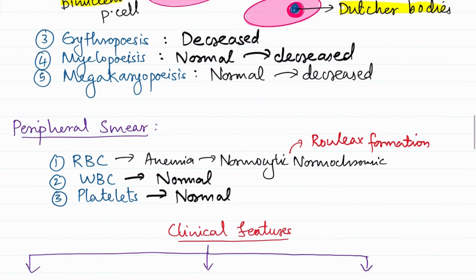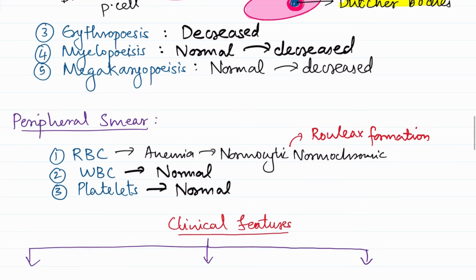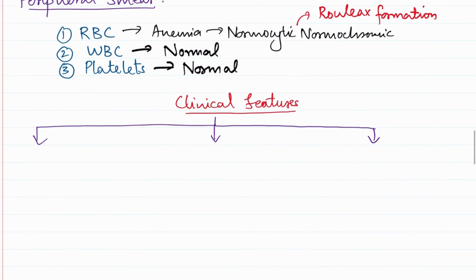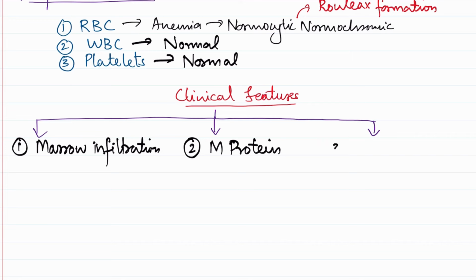Now moving on to the clinical features. The clinical features of multiple myeloma are due to 3 reasons, which we need to know. The first one is marrow infiltration, and the second reason is the excessive M proteins, or the monoclonal antibody production, and symptoms due to them. And the third one is decreased humoral immunity. So the immunoglobulins are abnormal and they do not act normally.